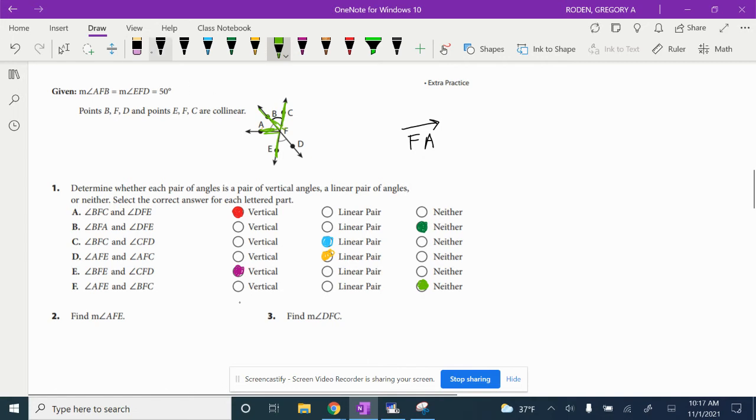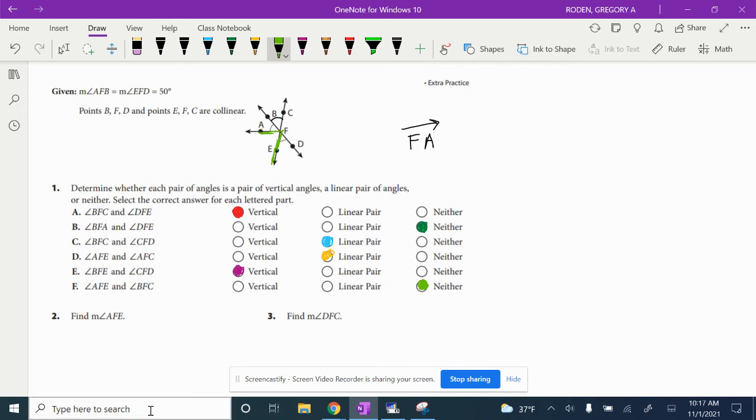I'm hopeful. I think you guys are going to do well. You guys are seeing this. Good job, guys. Okay. Now, if we want to find the measure of AFE, so let's go back. We want to find the measure of AFE. Okay, we want to find this measure right here. We want to find this measure right here, right?